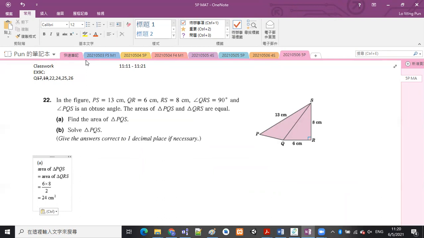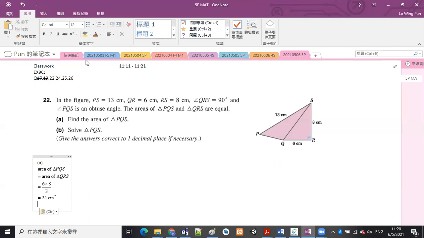So part A should be just 24 cm squared. Can you get this correct first? Okay. Triangle QRS is a right angle triangle, so you do not need to use any formula you learned in Form 5. You just need to use base times height divided by 2. And then that will be the area of a right angled triangle. So just use 6 times 8 divided by 2 here. And then that will be the area of triangle PQS.